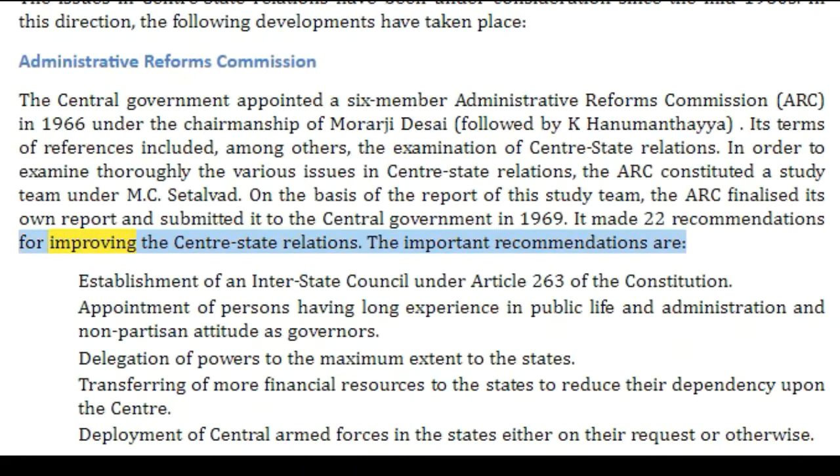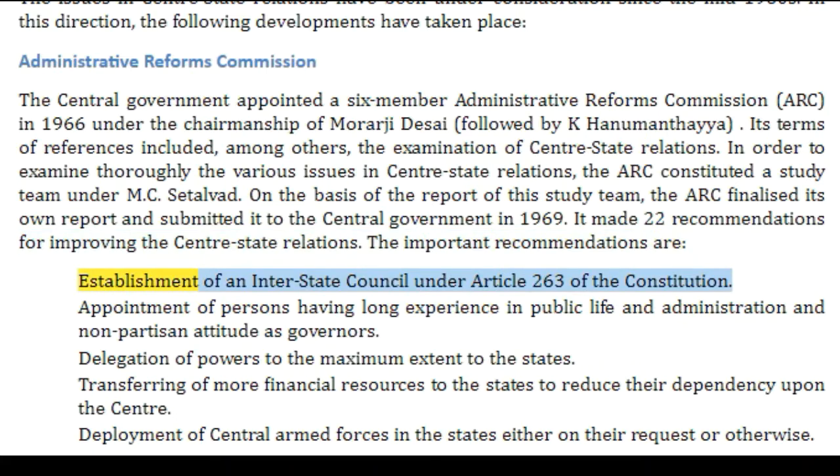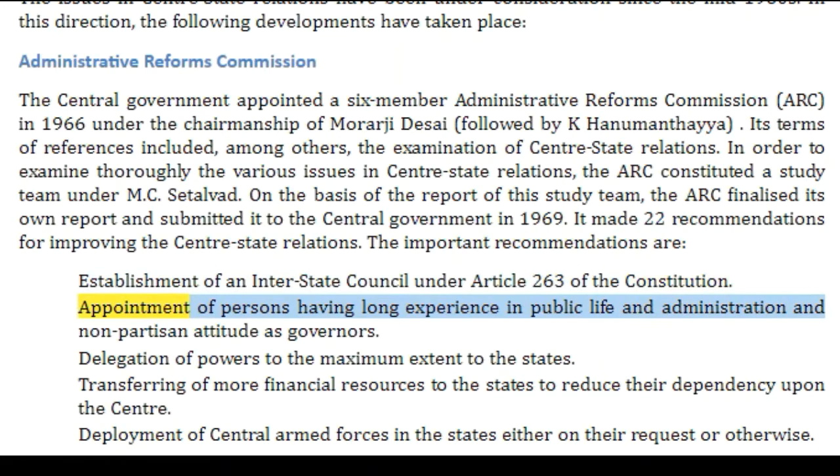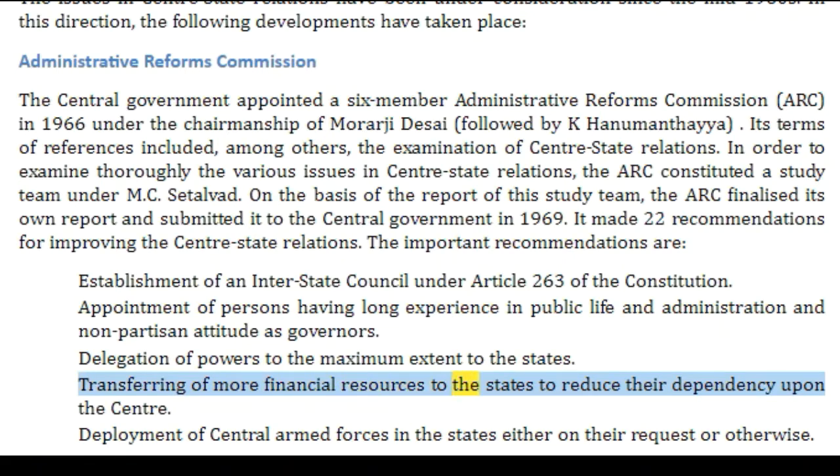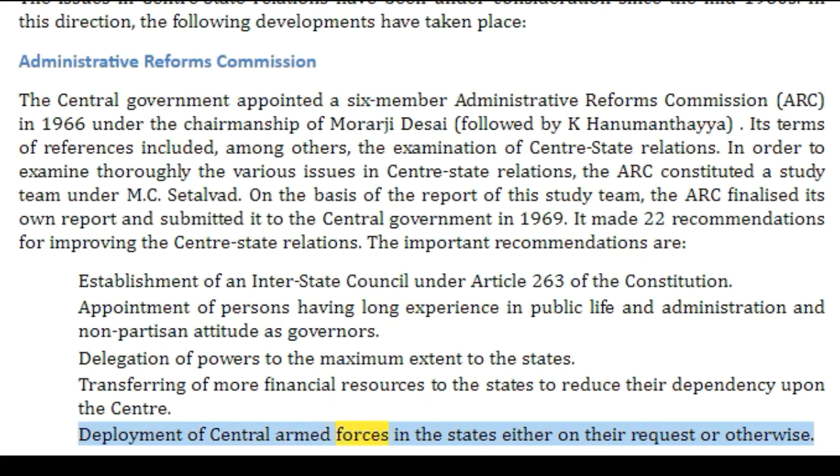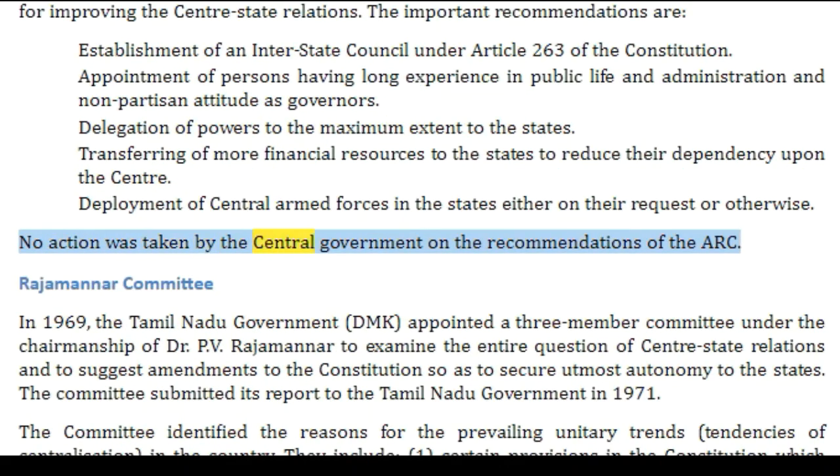It made 22 recommendations for improving the center-state relations. The important recommendations are: establishment of an interstate council under Article 263 of the Constitution. Appointment of persons having long experience in public life and administration and non-partisan attitude as governors. Delegation of powers to the maximum extent to the states. Transferring of more financial resources to the states to reduce their dependency upon the center. Deployment of central armed forces in the states either on their request or otherwise. No action was taken by the central government on the recommendations of the ARC.